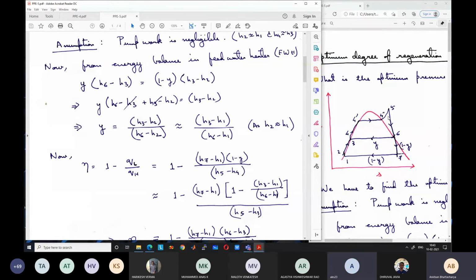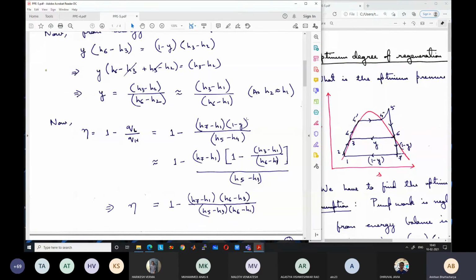Okay, good. So 1 minus QL by QH. What is QL? QL is the heat rejection in the condenser. This is equal to (1 minus Y) into (H7 minus H1), because 1 minus Y is the mass flow rate through the condenser.